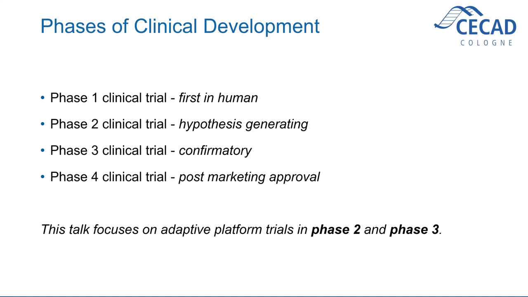Just as a quick recap, these are the phases of clinical development. There is phase one, so a phase one clinical trial, first in human. There is the phase two clinical trial for hypothesis generating. Then there's phase three, also known as a confirmatory trial. And then there are phase four trials that are conducted post or following the marketing approval. For the purpose of this talk today, we'll focus on phase two and phase three.